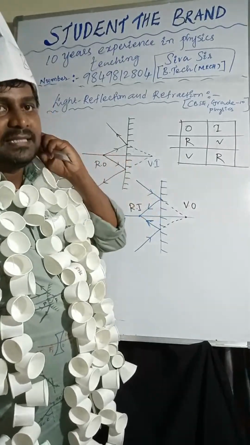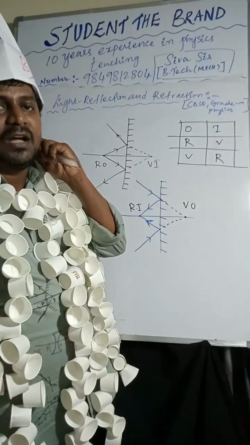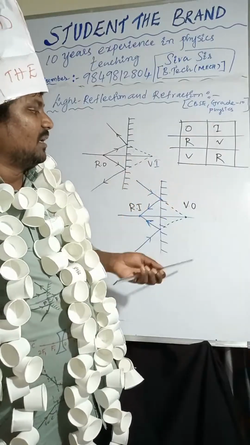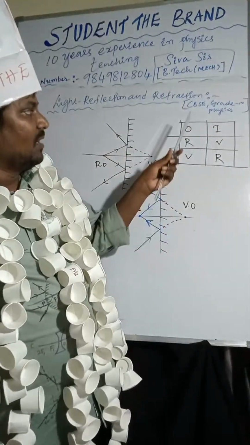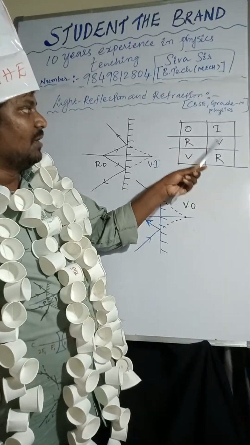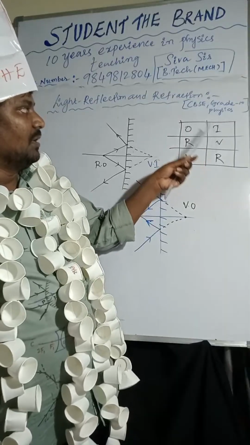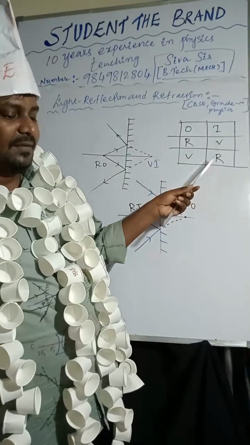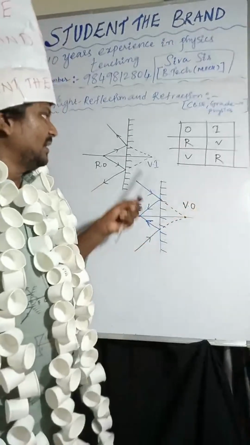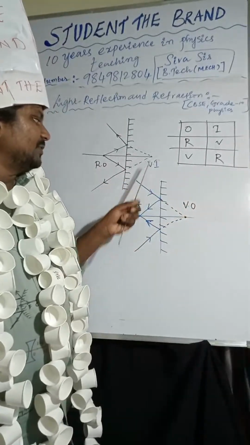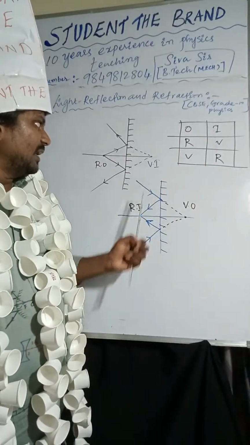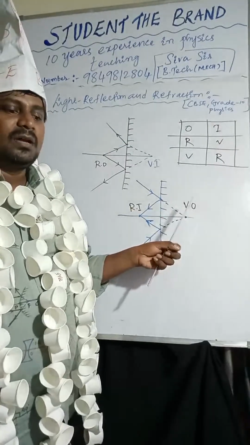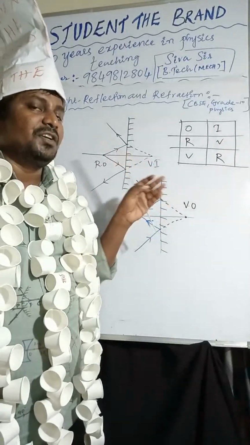If the light rays are coming from the object, that is a real object. So from these diagrams we can conclude: object is real, image is virtual. Object is virtual, image is real. Virtual object, real image. Real object, virtual image.